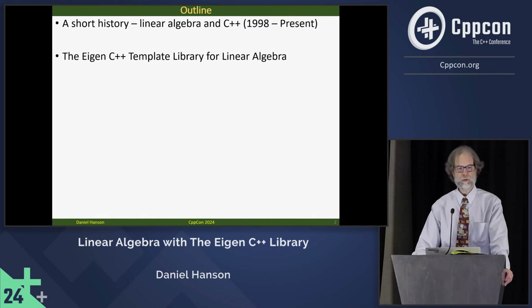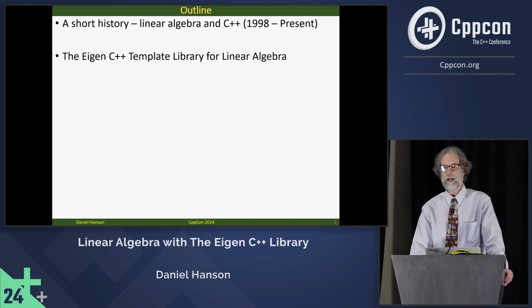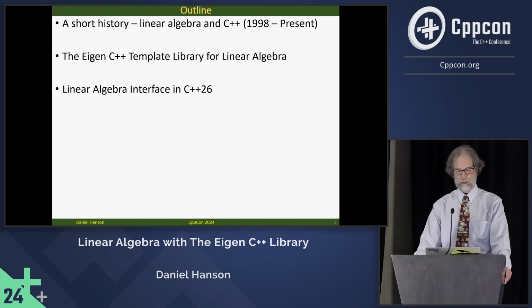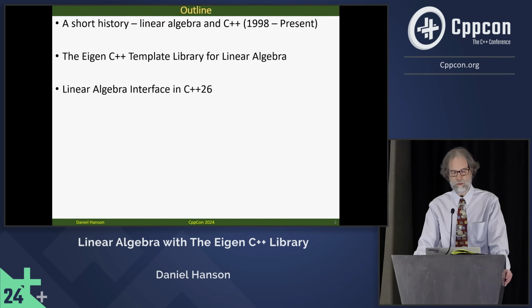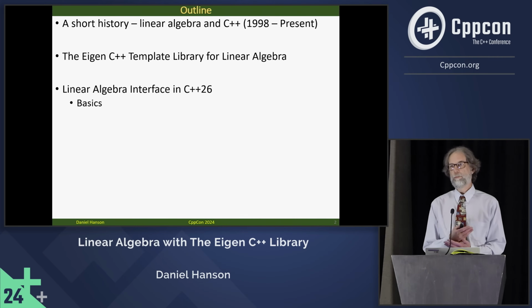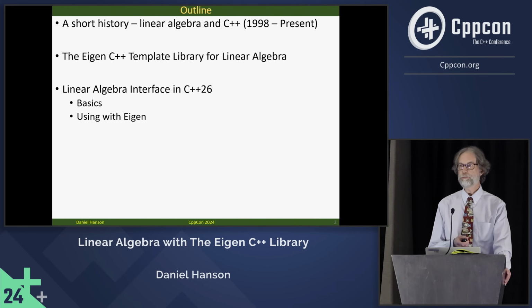We'll then shift focus to the Eigen library, which is the main point of this talk. And then we'll look at the new linear algebra interface coming in C++26. It'll just be high-level basics, but we'll also look at how it can work together with Eigen.